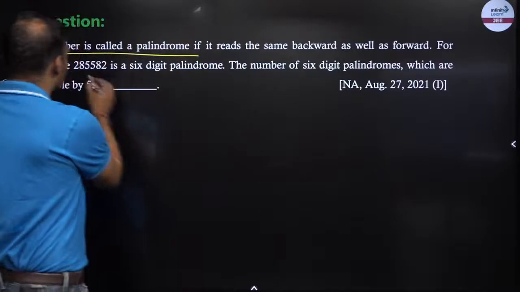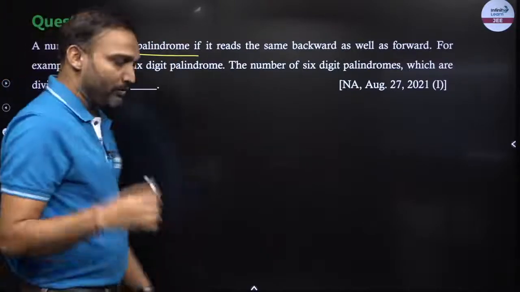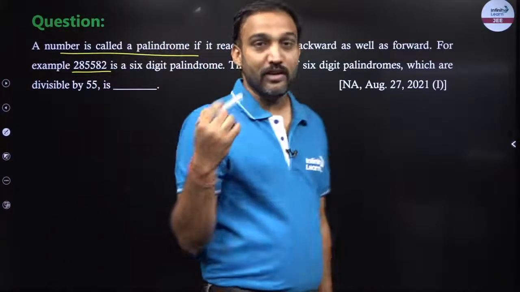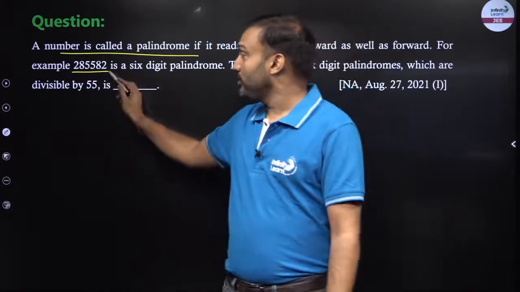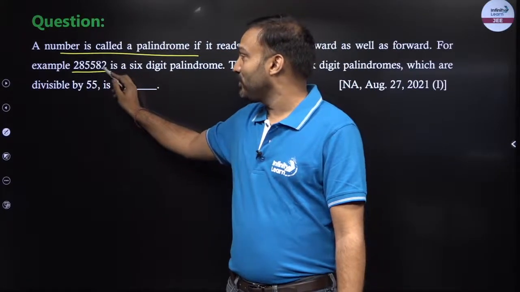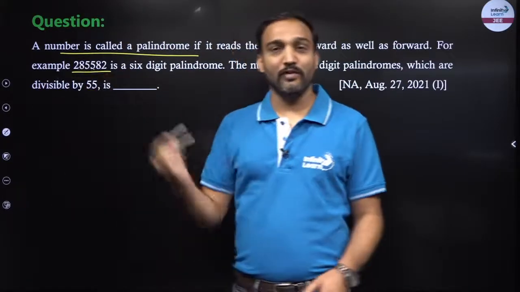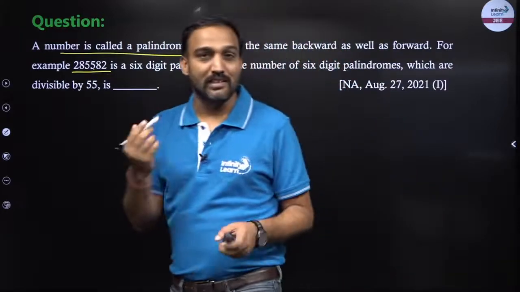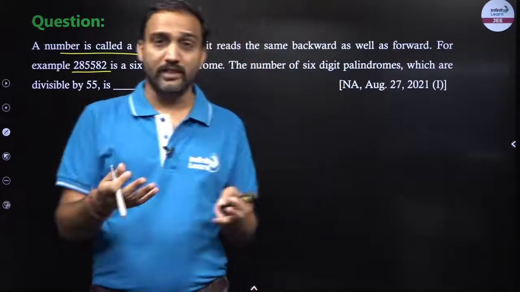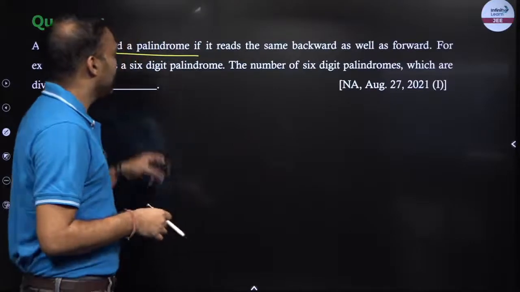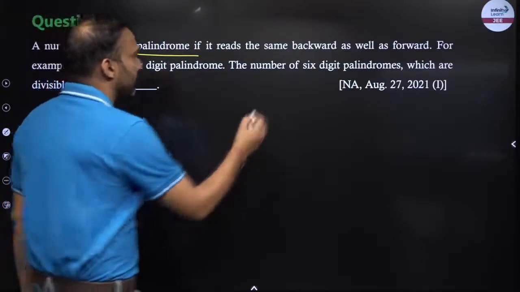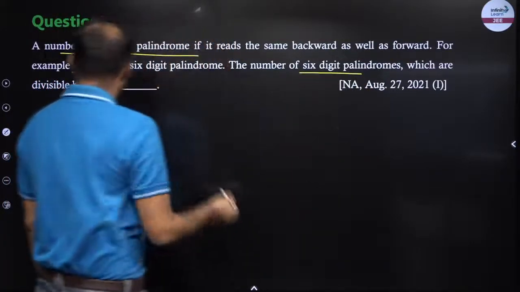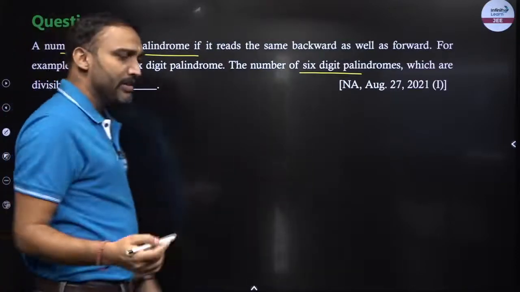For example, 28582. Now if we start from the beginning, it is 285 and 582. If you start from the end, 285 582. So if you read forward or backward, the number is still the same. These kinds of numbers or words are known as palindromes. Now over here I have to find out the number of 6-digit palindromes which are divisible by 55.